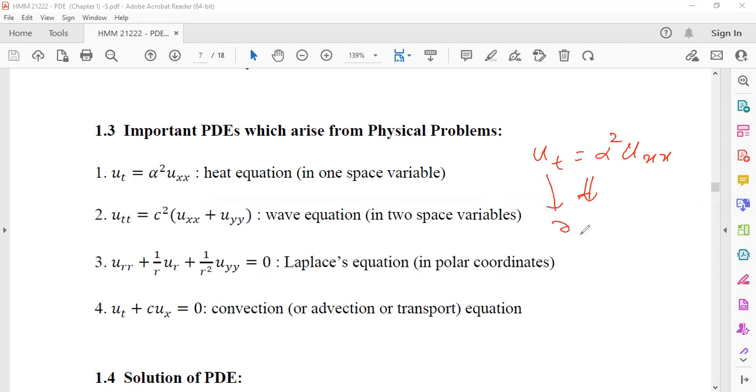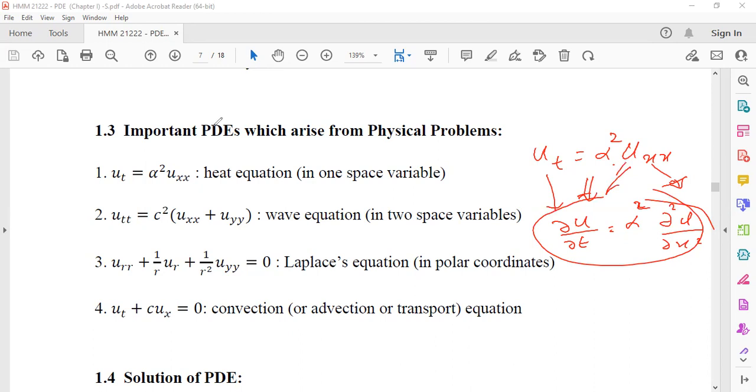So this one will be ∂u/∂t equals a constant, alpha squared, times ∂²u/∂x². This is called the heat equation in one dimension.